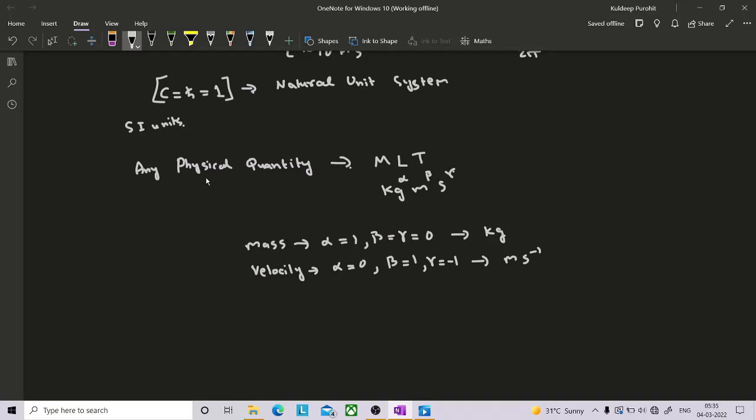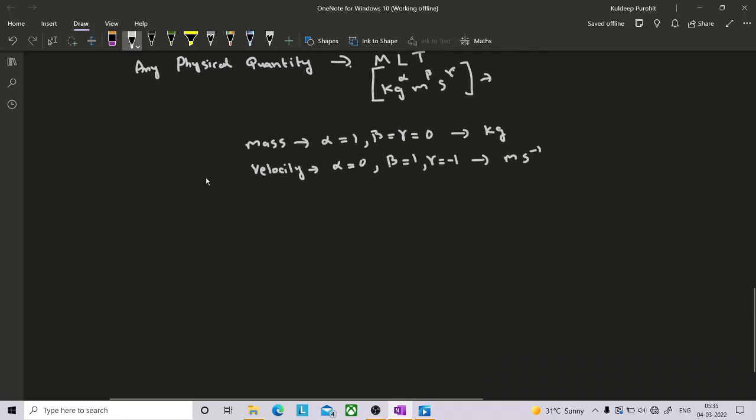So for different physical quantities, the value of alpha, beta, and gamma will change. But this is a general expression which you can write for any physical quantity. So we will use this general expression and we will find how you can relate it with the natural units.